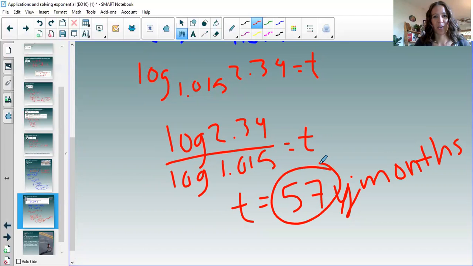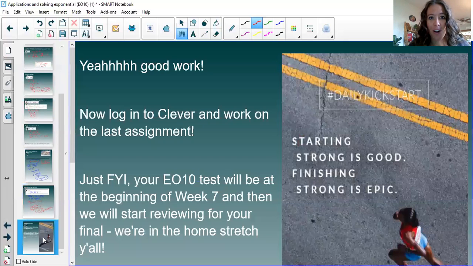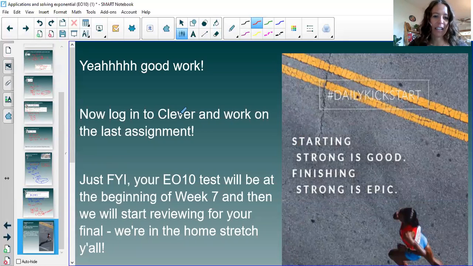Okay, cool. So you just learned how to solve exponential and logarithmic equations. The last thing I want you to do is log into Clever and work on that last assignment. We are truly in the home stretch, right? And all my runners out there know that finishing strong is super important. When you come around and you see that finish line and you zero in, we're there.